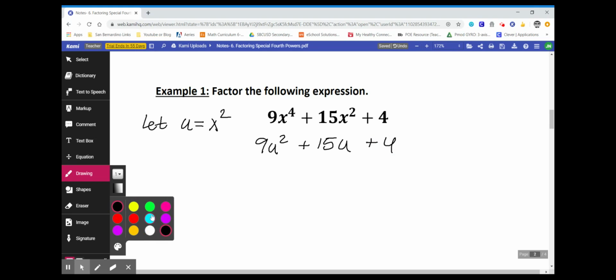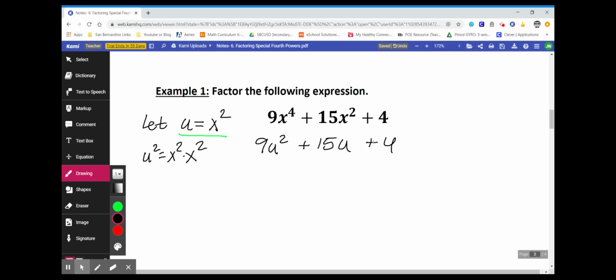So the only thing that changed is this right here. I replaced x squared with u. And the reason why this works out is because x squared is u, so u squared, right? So I'll write it on the side. u squared would be just x squared times x squared, which would give you x to the power of 4. So this actually works out identically.